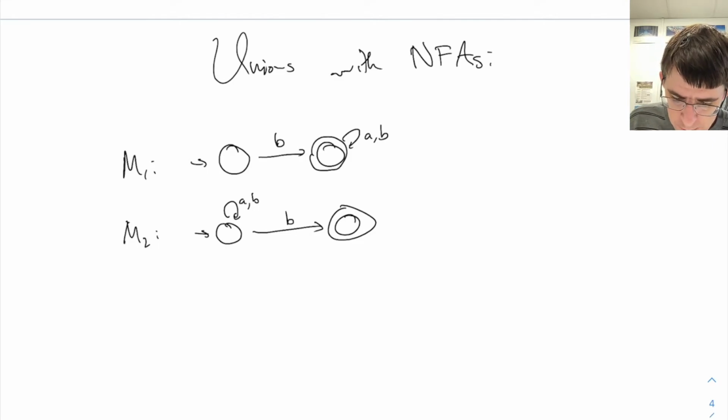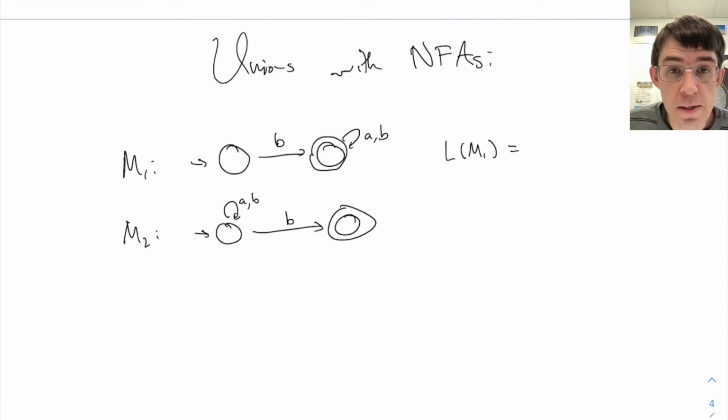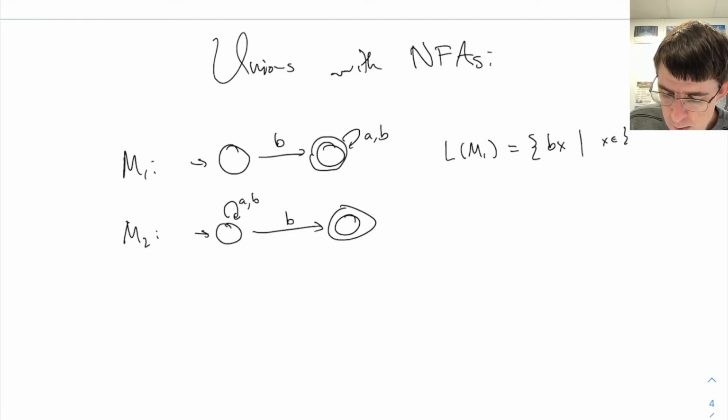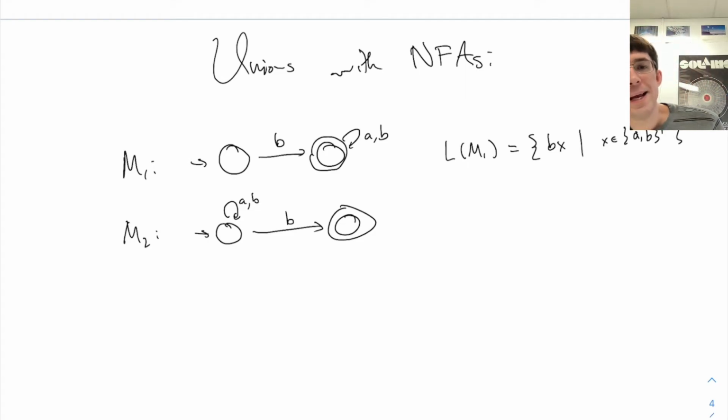These are fairly straightforward. When you look at the diagram of M1, you should ask yourself, what are all the possible ways that I could get to the accepting state? In this case, you have to do a B first, and then you can do whatever you want. So the language of this is anything that starts with a B. I could write BX, such that X is any string on A, B.